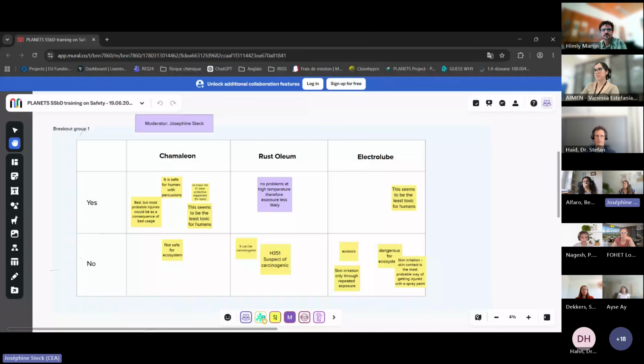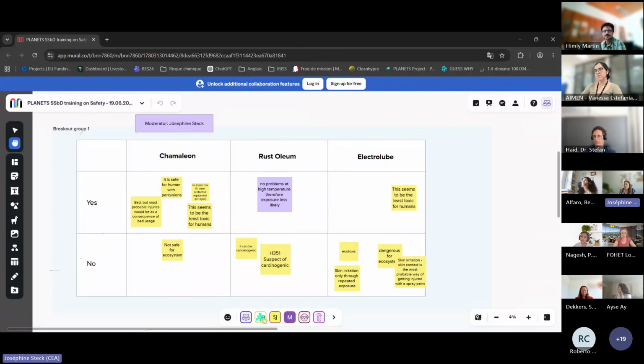Maybe I will just share the Mural, in 1 minute, to report what we have decided in group 1. So in group 1, we said that Rust-Oleum will not be possible. It's kind of a no-go because of the carcinogenic statement. So we will not choose this one for sure.